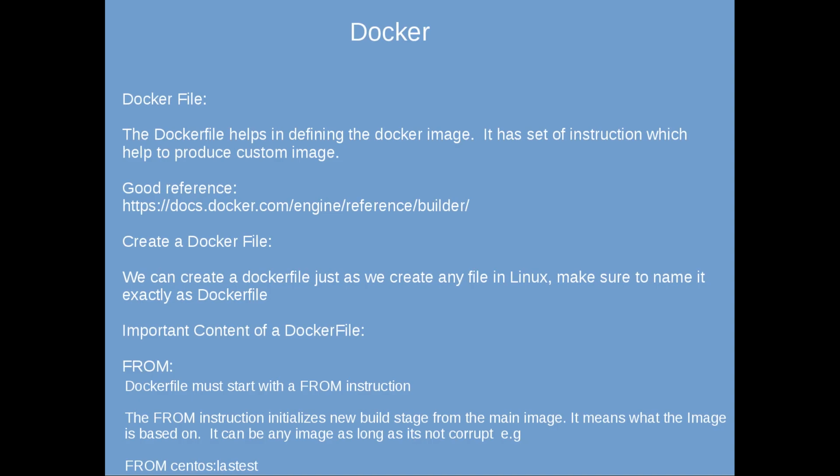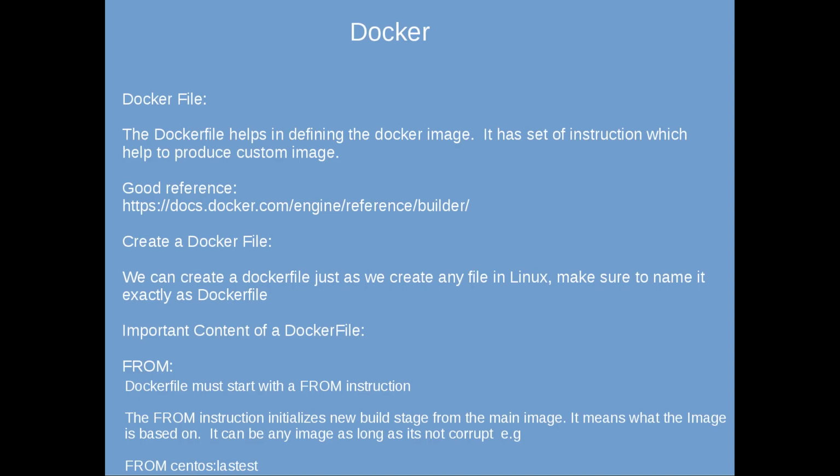A Dockerfile helps in defining the Docker image. It means that when we are creating a Docker image, we can do it automatically and use our own options to create our customized image. Basically it has sets of instructions which help to produce a custom image. And we have a very good reference for this: docs.docker.com/engine/reference/builder. And here you can see a lot of instructions, the different contents of a Dockerfile.